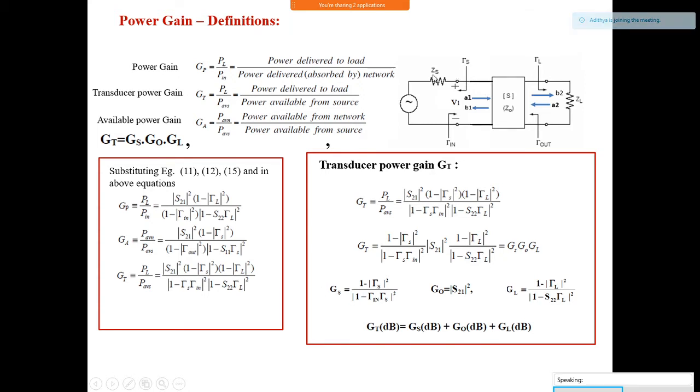If we take Zs is equal to 50 ohm, what do you get here? Γs, we know the expression for Γs. From that equation, Γs is equal to 0. Γs equal to 0 means this term is 0. So this Gs is equal to 1. Gs is equal to 1, but in decibels, what is the value? 1 means, if you take a log of that, it is 0 dB. So Gs will be 0 dB.